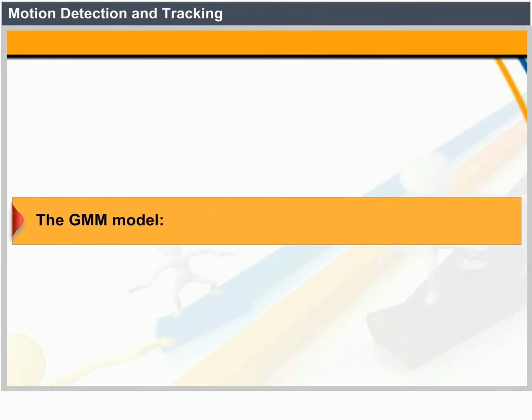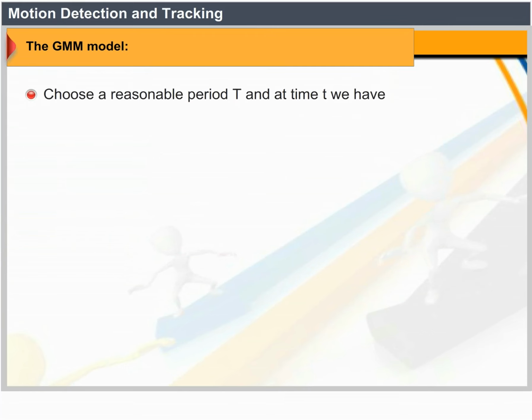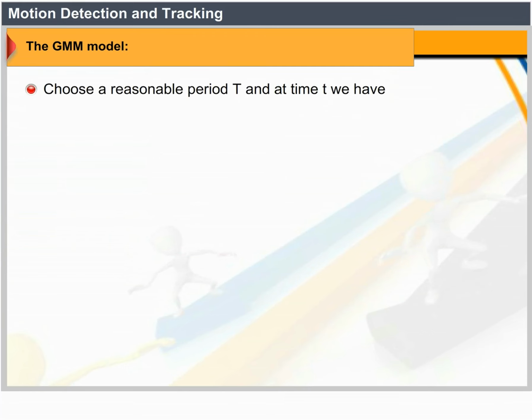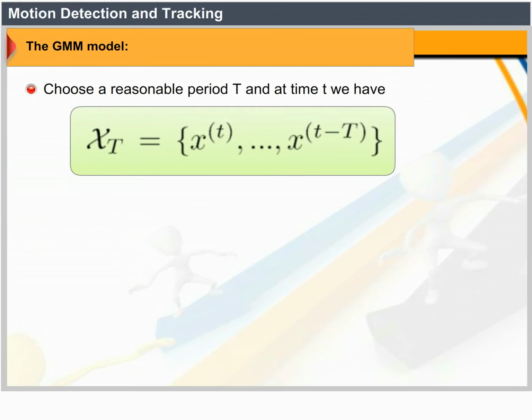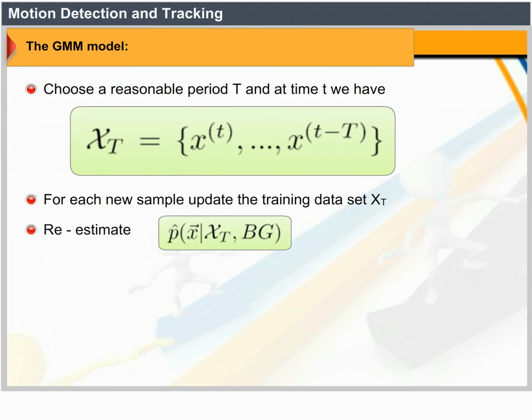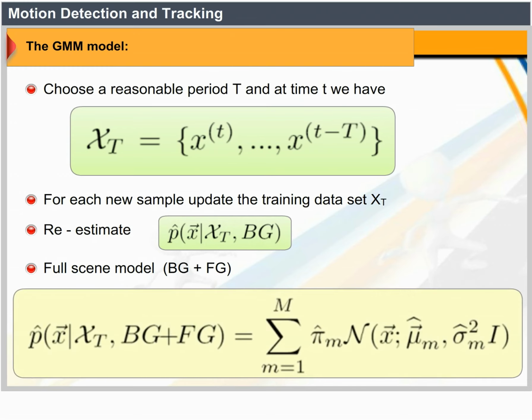The GMM model. Choose a reasonable time period T, and at time t we have chi t equals x to the power t going up to x to the power of t minus T. For each new sample, update the training data set chi t. Re-estimate p cap x vector given chi t, background. Full scene model of background plus foreground is shown in the equation on screen.